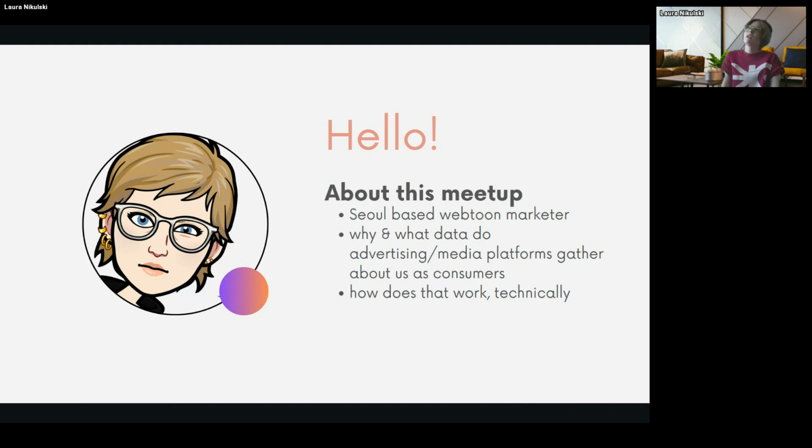And what I wanted to find out with this meetup, it really is more of a personal project because I work in marketing, but then there's also a development team, right? But we're quite separate. I do not actually know what they do. I do not know how they collect the data, which is why it was a personal project of personal interest. And I wanted to go into what do advertising platforms or media platforms actually do, how do they do it technically, and what kinds of data do they gather of us as consumers?